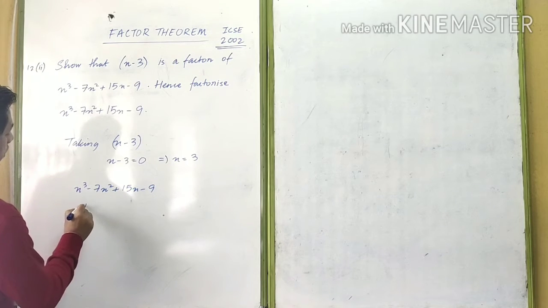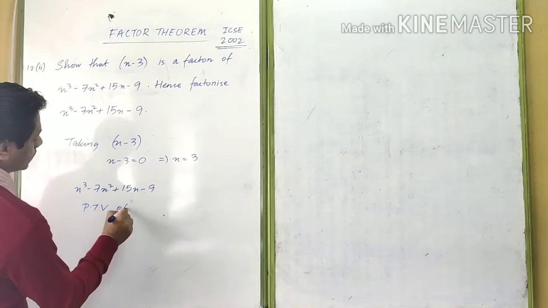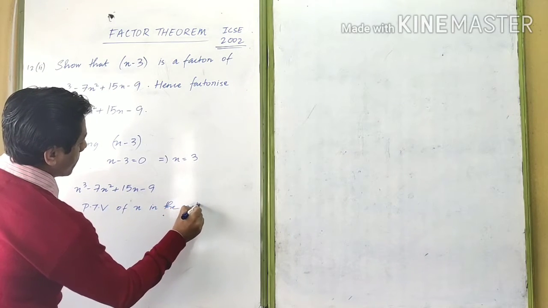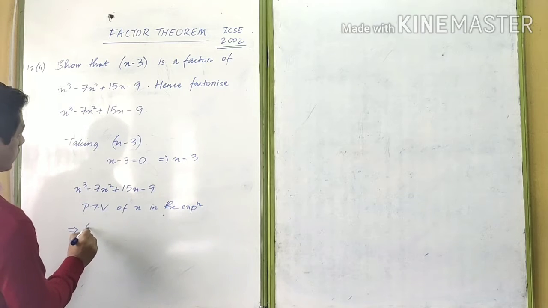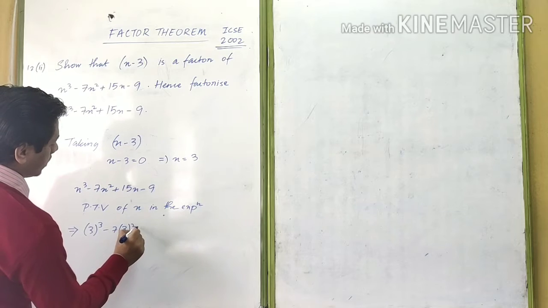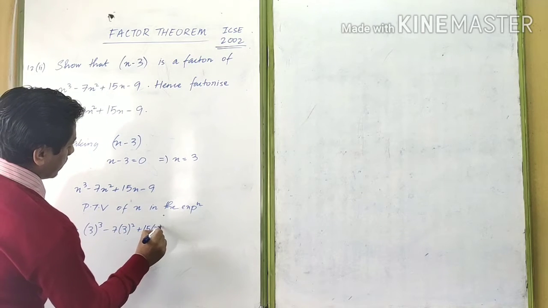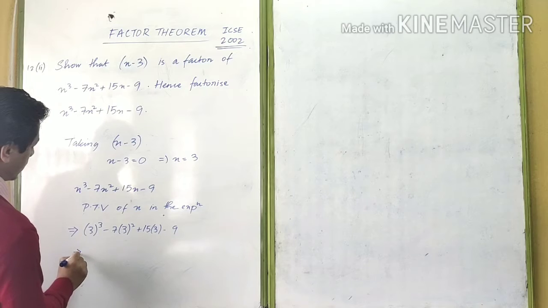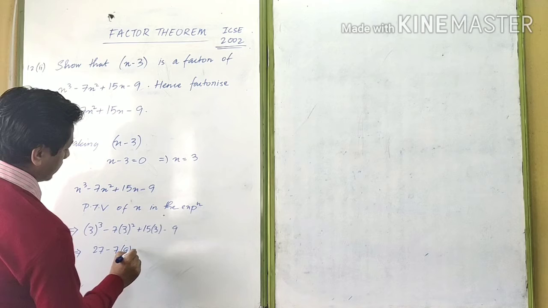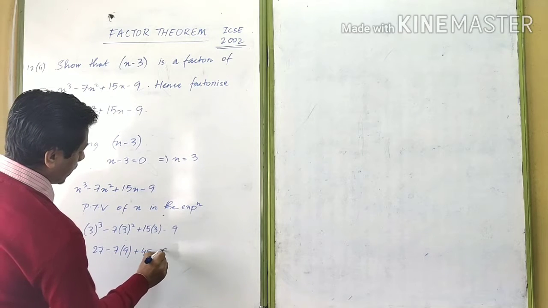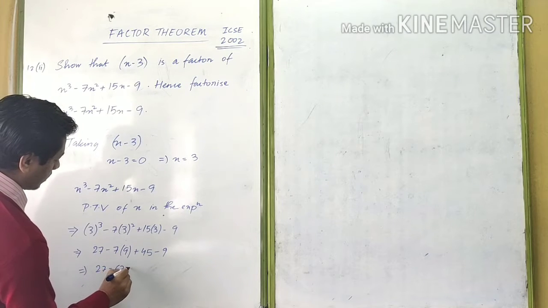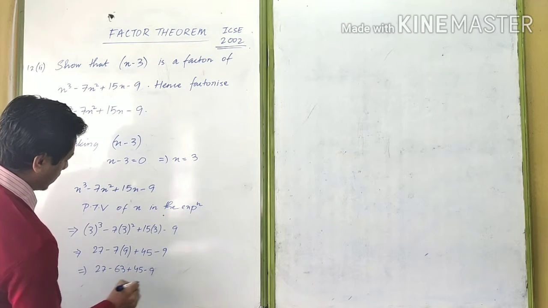Now we will put the value of x in the expression. 3 whole cube minus 7 into 3 whole square plus 15 into 3 minus 9. 3 cube gives me 27. 3 square gives me 9. 15 times 3 is 45, minus 9. So, 27 minus 63 plus 45 minus 9.